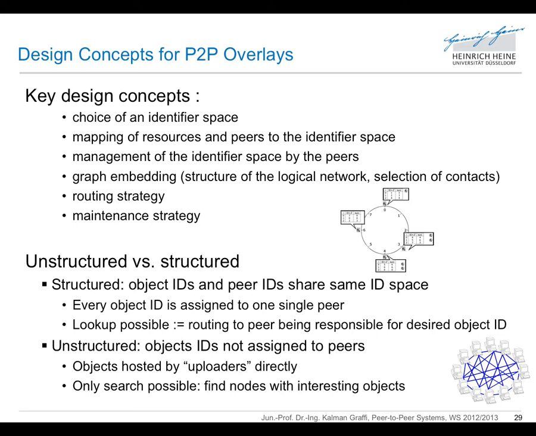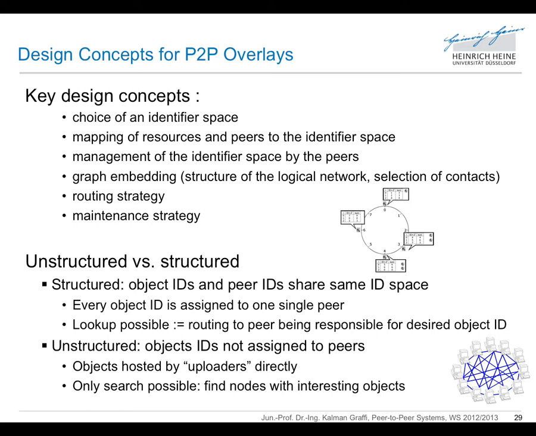So the easy thing is, if you want to store something, you have to find this single peer based on the object ID and store it there. And if somebody wants to look up the content and knows the object ID, then he also starts a lookup, finds the peer who is responsible for the desired object ID, and if the object is there, he gets it. So you have this responsibility in structured overlays.